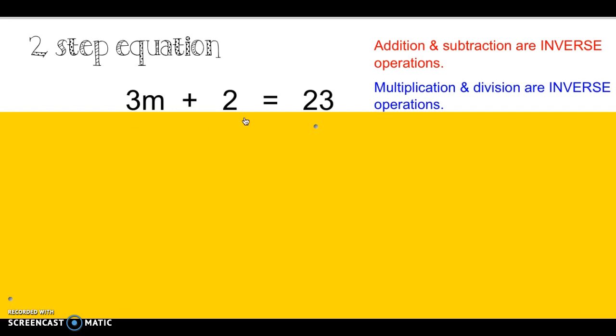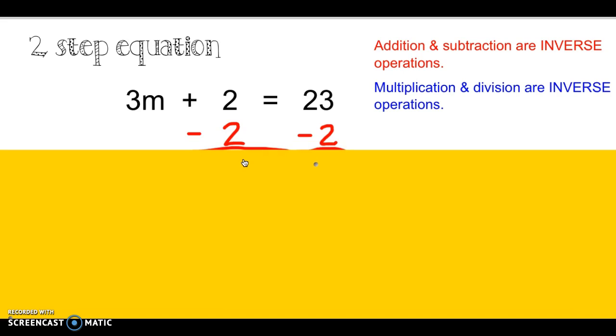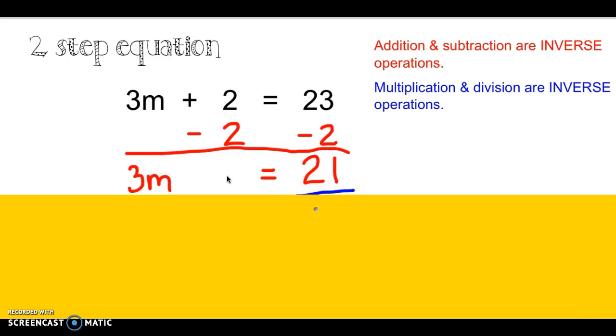3m plus 2 equals 23. We want to get m by itself, so we're trying to solve for the variable m. First, we want to get rid of plus 2. Well, the opposite of adding 2 is subtracting 2. So anything I do to one side, I have to do to the other side. So if I subtract 2 from both sides, you'll see that I get 3m equals 21.